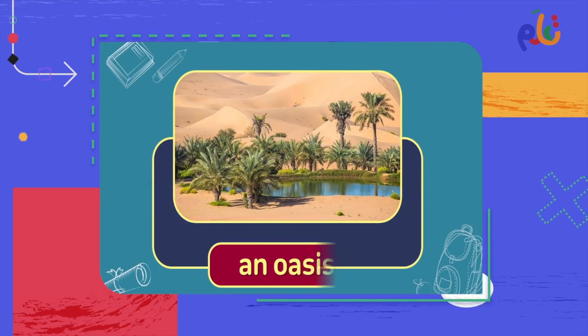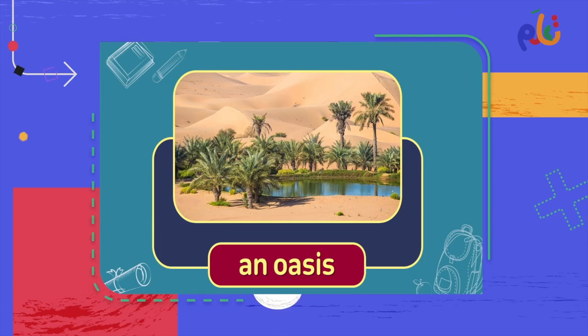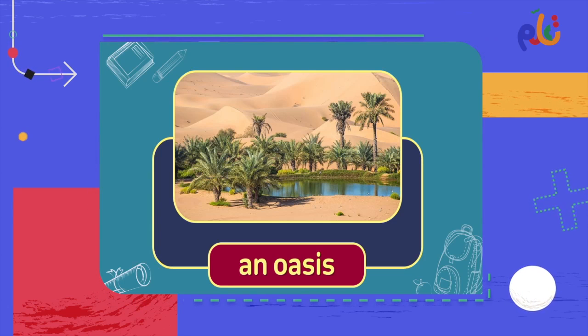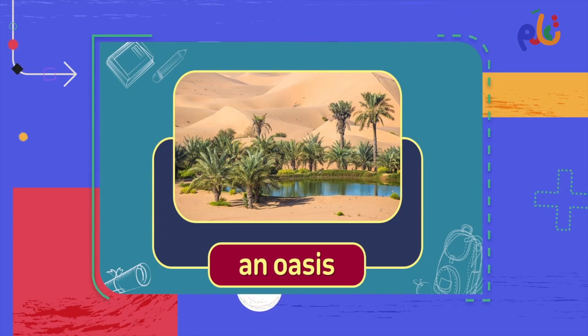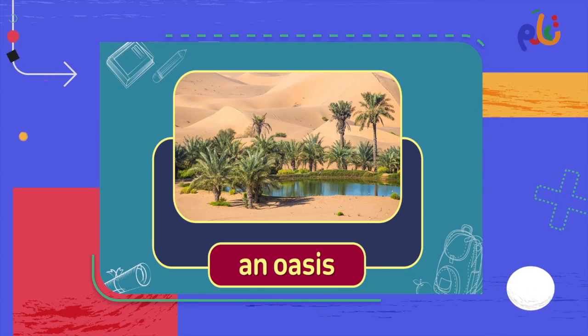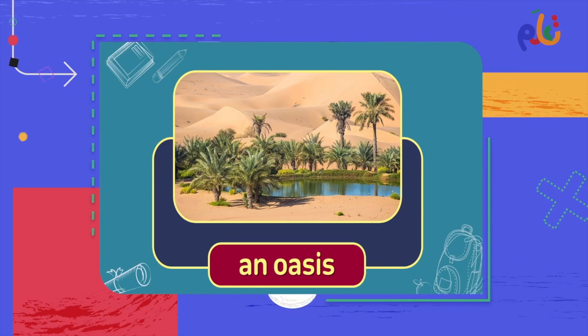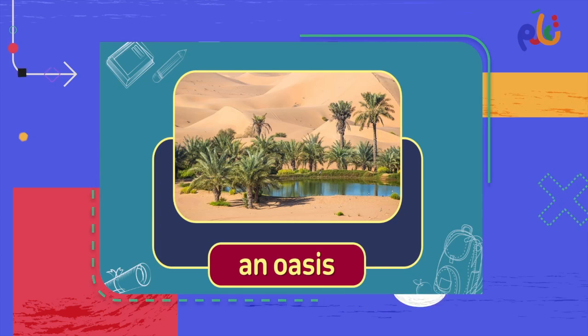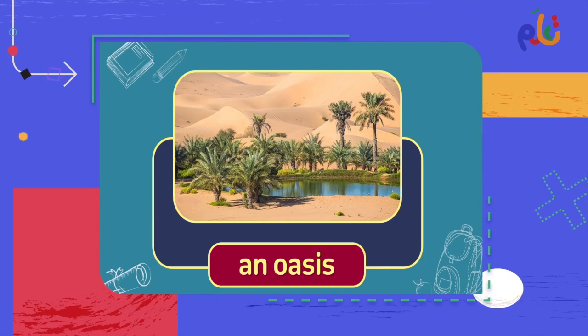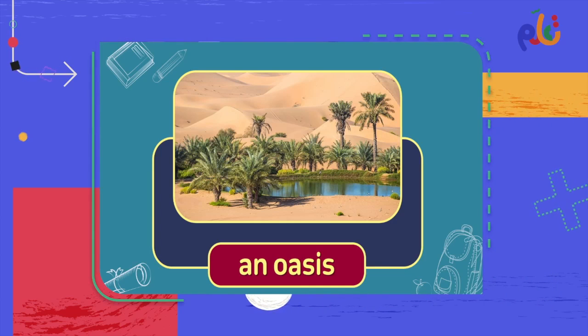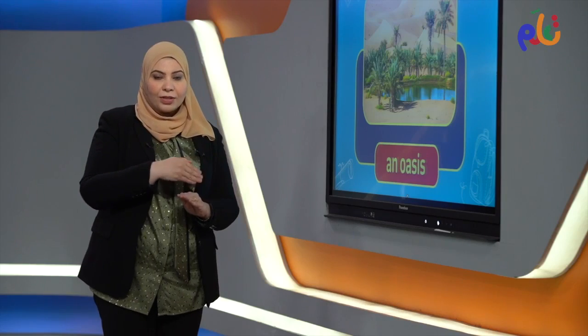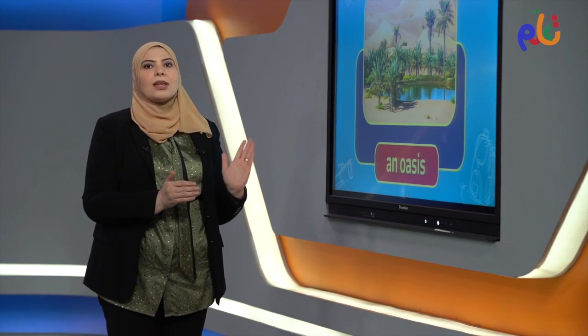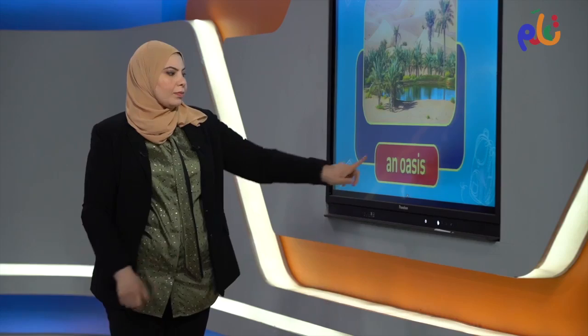And we also have an oasis. An oasis. An oasis is a green area in the middle of the desert. So it might have some trees and it might have some water in the middle of the desert, which is واحة. So green area in the middle of desert, oasis.